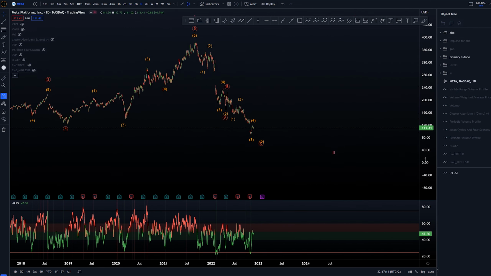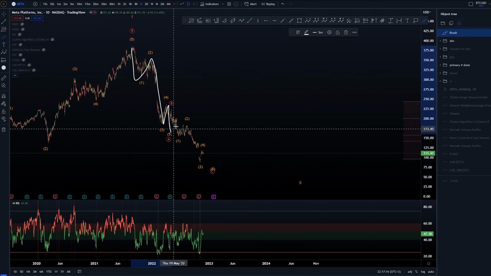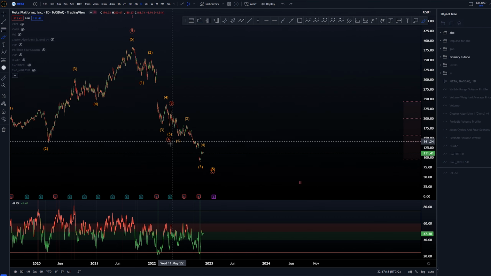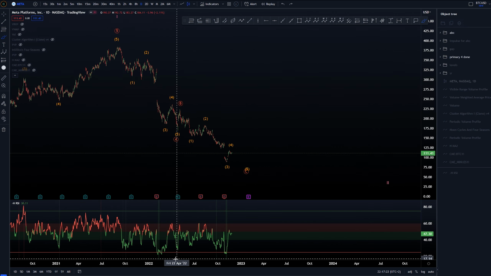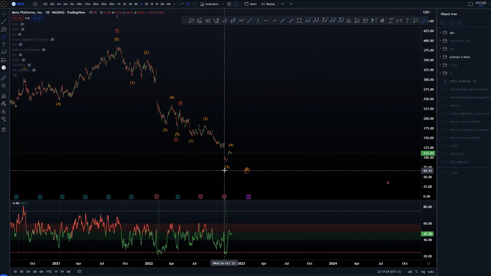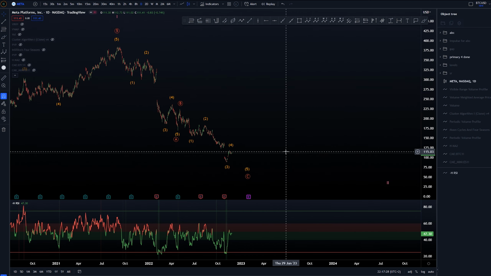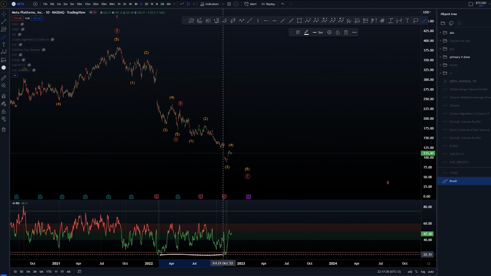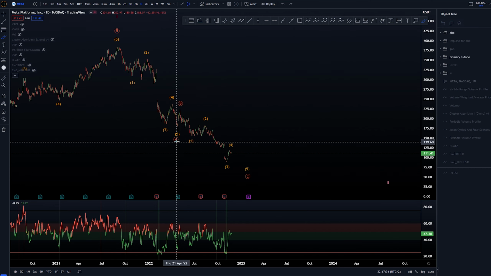The other scenario here is that we already have had this as a 1, 2, 3, 4, and 5. This is of course possible as well. This would bring us to another wave A here already made. The reason I don't like to say that we have completed this whole correction yet is because we still have this divergence here on the lows against these lows of that third of A.